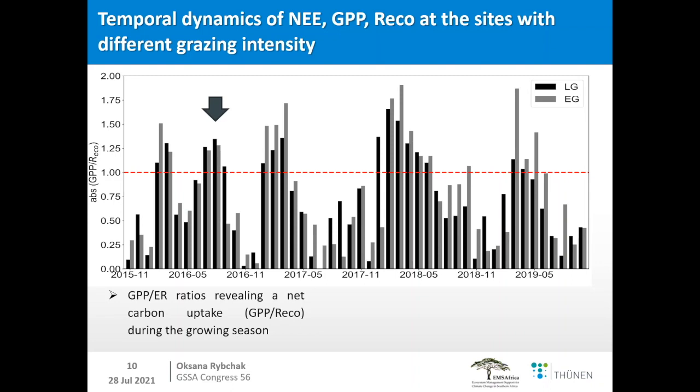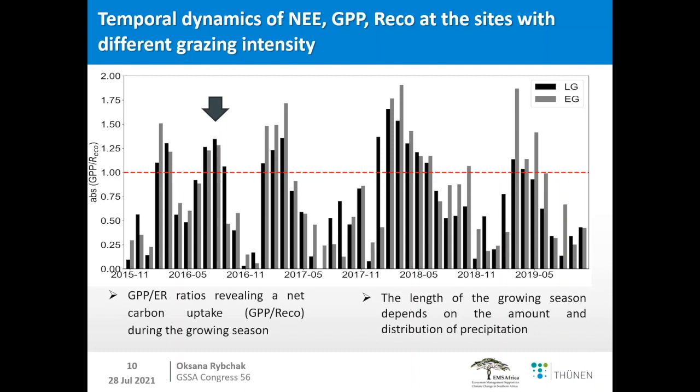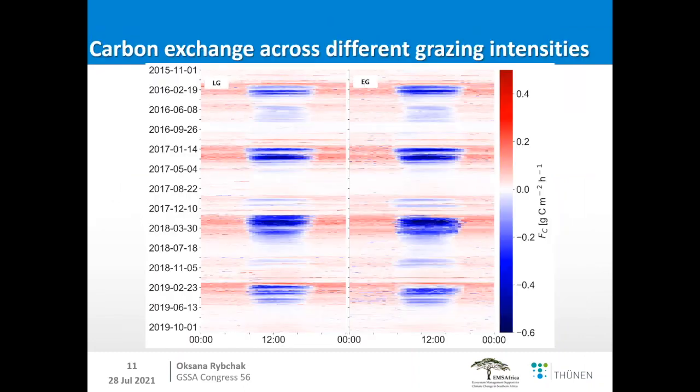Years 1 and 2 had really similar annual precipitation, but different distributions throughout the year. For example, in 2016 there was less precipitation during the growing season and more than usual in wintertime. Thus, the length of the growing season depends not only on the amount but also on the distribution of precipitation.